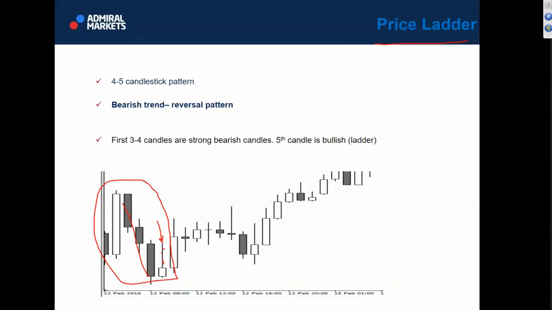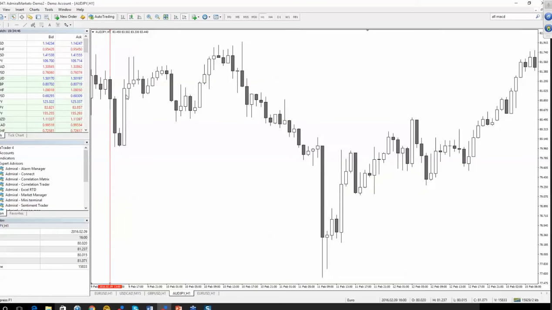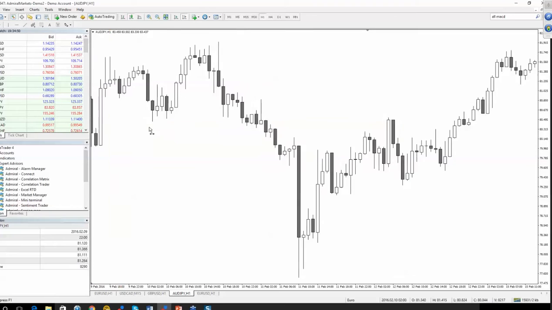Because this serves to fake you out. But if you see a ladder like this, well, that is true buyers. So these are true buyers here. And you might assume that the price will go down.